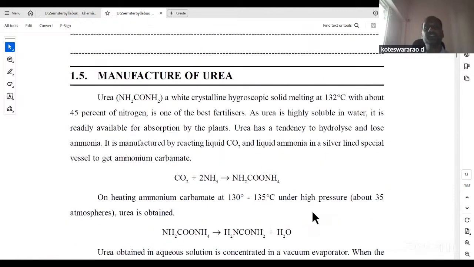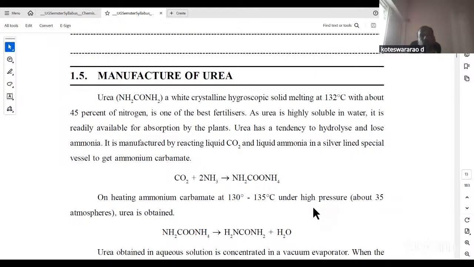Next, manufacturing of urea. The formula of urea is NH2-C=O-NH2. This is called carbamide, or we can also call it guanamide. A white crystalline and hygroscopic solid. Since it is a solid, it has a melting point. It melts at 130 to 132 degrees centigrade.